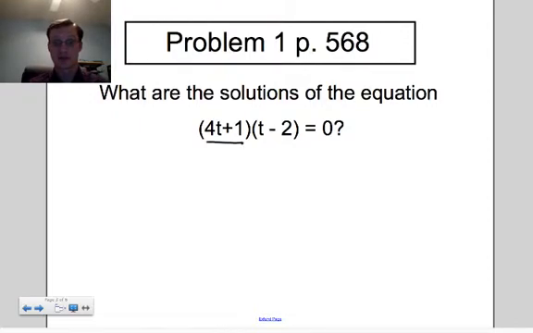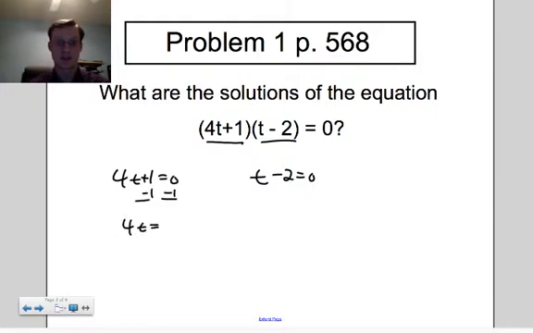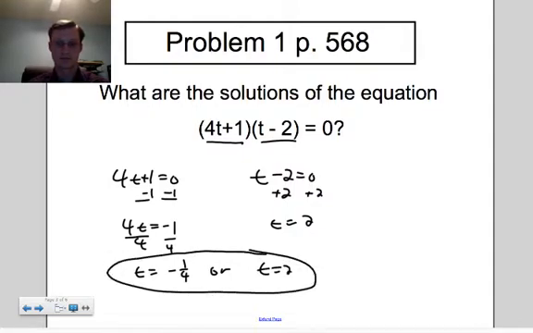We're going to look at the first part equals 0, so 4t + 1 = 0. And we're going to look at the second part equals 0, t - 2 = 0. We solve each part. Subtract 1, 4t = -1, divide by 4, and t = -1/4. Or add 2, t = 2. So you have both options. Ta-da, we're done. Once you get a factored form, it's pretty easy to solve.